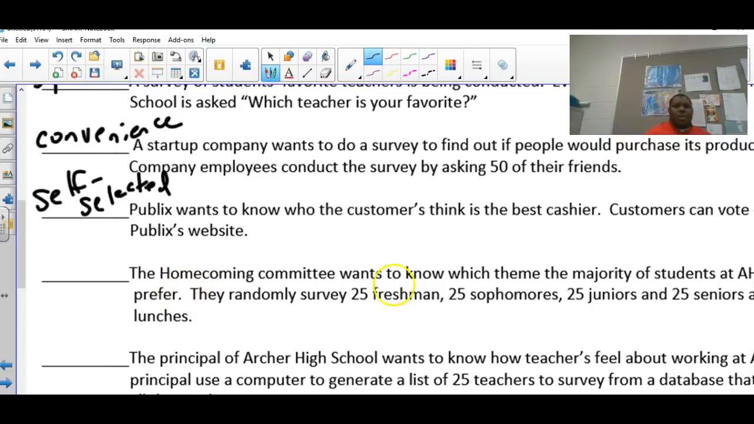A homecoming committee wants to know which theme the majority of students at Archer prefer. They randomly chose 25 freshmen, 25 sophomores, 25 juniors, 25 seniors. Again, they're put in groups, freshmen, sophomores, juniors, seniors, and then you choose the same number from every group, guys. That's not cluster, that's stratified. Yes, they're in groups, but you choose randomly from each group.